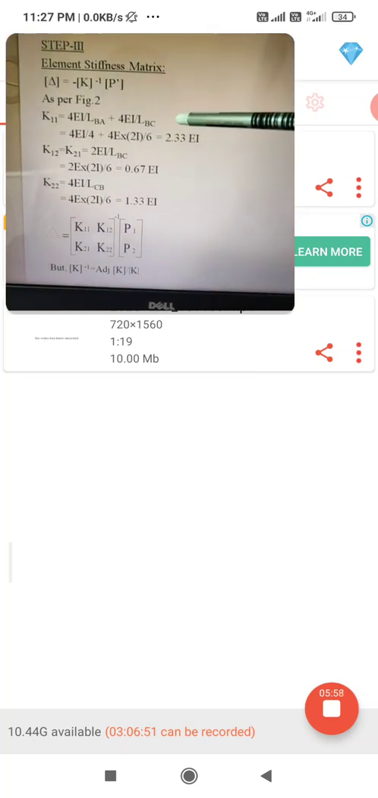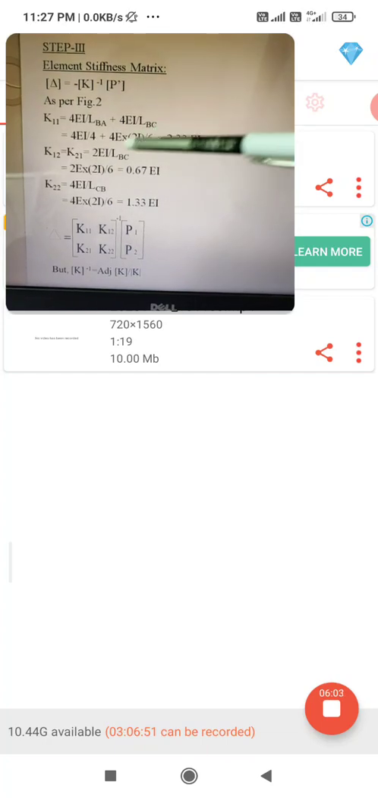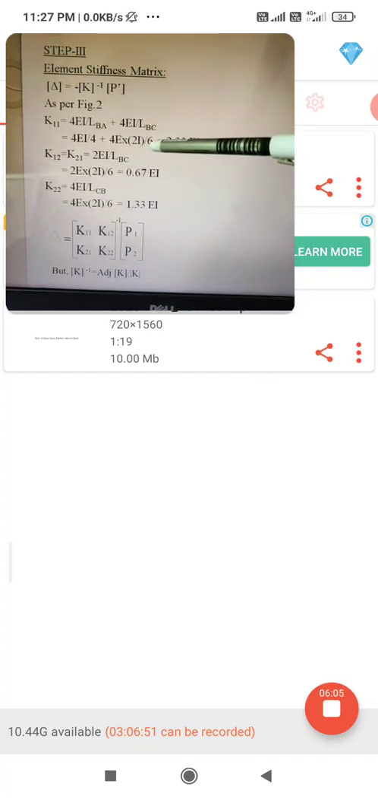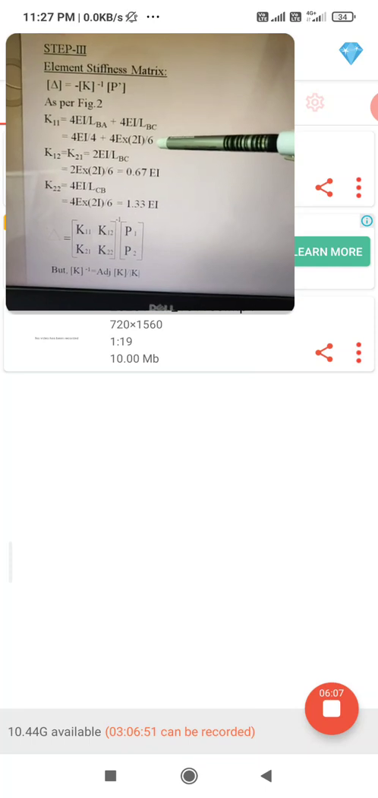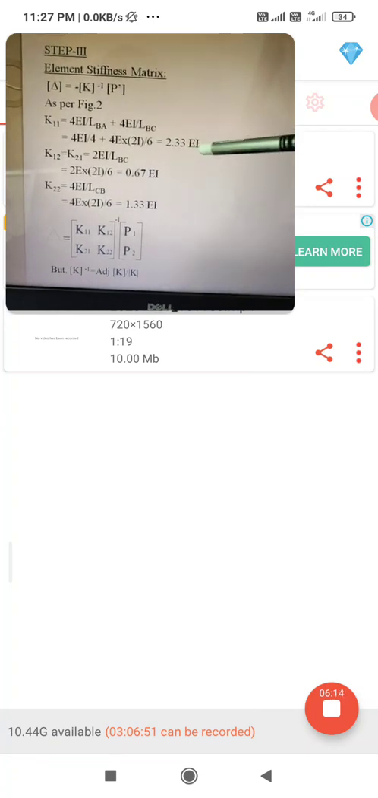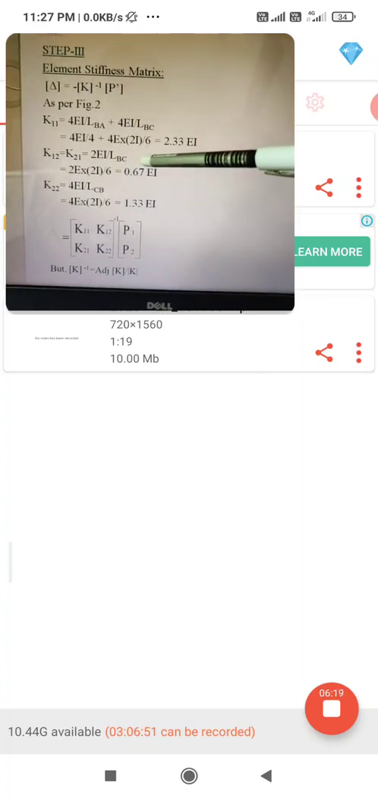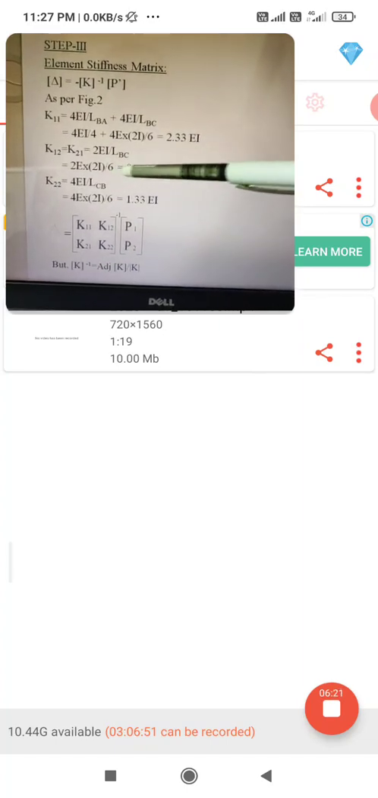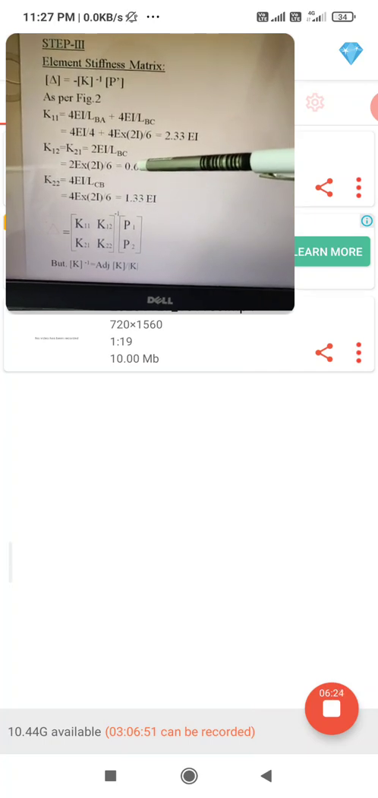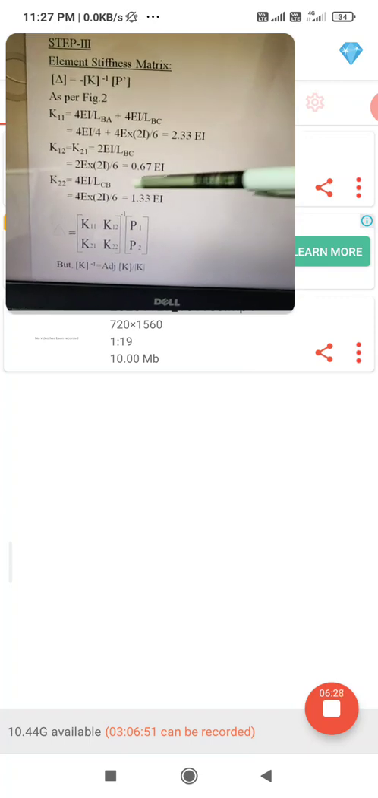So based on that, we have determined K11 as 4EI by L plus 4EI by L, that is 4EI by 4 plus 4EI by 6, where the span BC has moment of inertia 2I. So the value is 2.33. For K12 and K21 it will be 2EI by L_BC, 2 into E into 2 times the moment of inertia divided by 6, and the value is 0.67. K22 is 1.33.